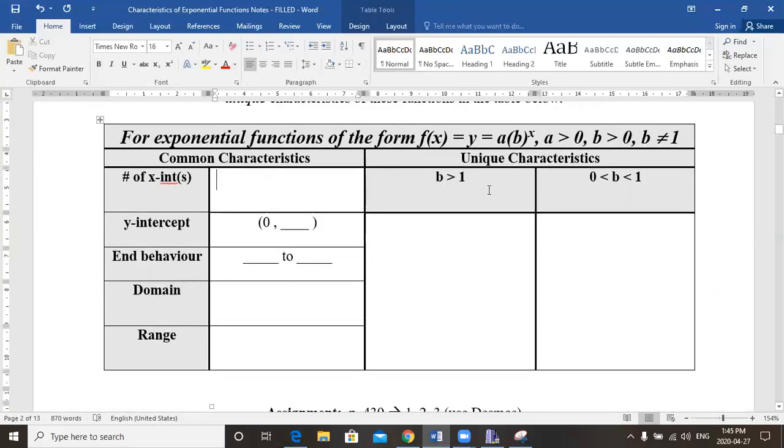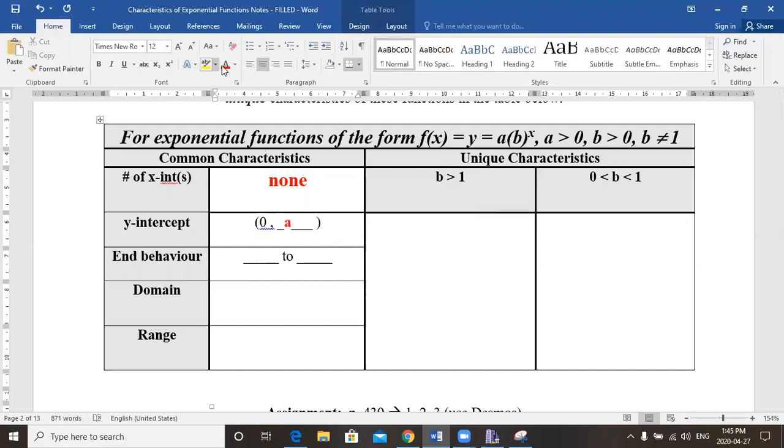Okay, common characteristics. If the base is greater than 1, or if the base is between 0 and 1, there are no x-intercepts. That is very important to note about exponential functions. They do not have x-intercepts. The y-intercept would always be equal to whatever that first coefficient is, so it will always be (0, a). So whatever that value is, that will be the y-intercept of the exponential function.